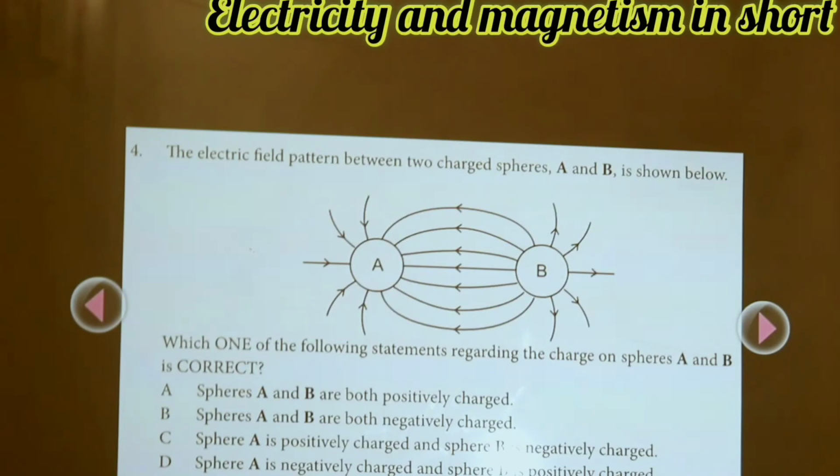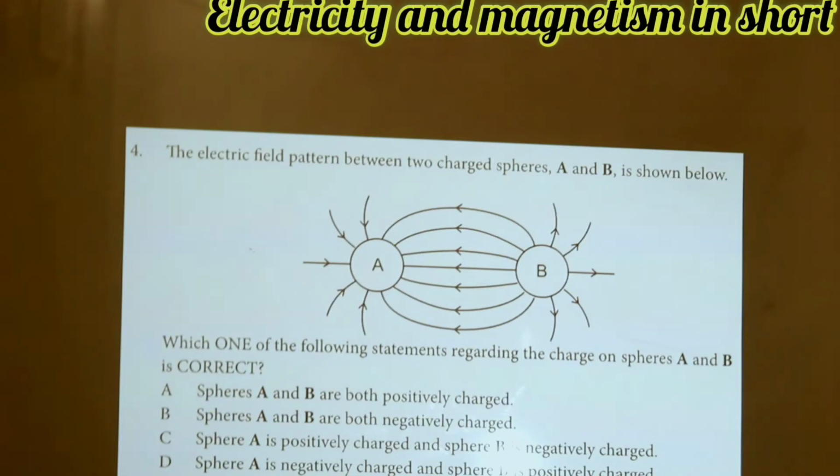If you consider charge A, the electric fields are coming to it. And if you consider charge B, the electric fields are going away from it. So you learned in the theory, the field lines are going out from a positive charge and the field lines are going to the charge if the charge is negative. So here the sphere B will be positive and sphere A will be negative. So which is the option? Sphere A is negatively charged and sphere B is positively charged.